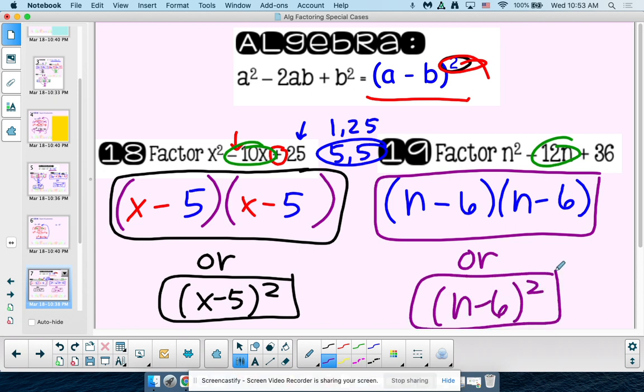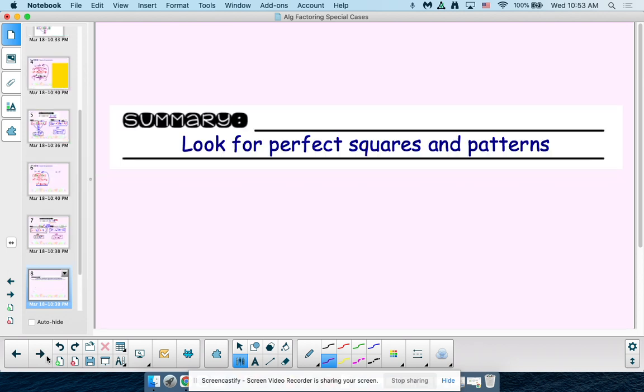Good work. So your summary, folks, what you can write down is look for perfect squares and patterns. There's really no other way to think about it. Okay? Use that factor chart, use your reasoning skills, and do what you can.